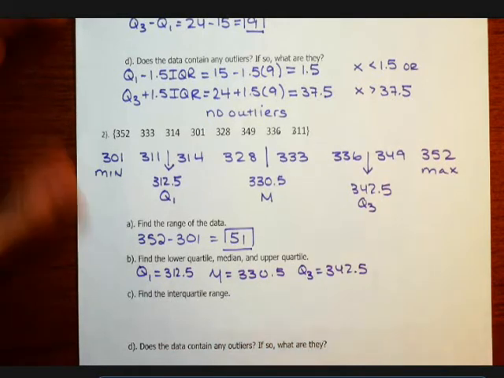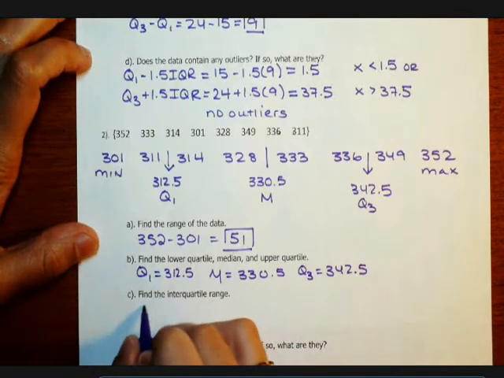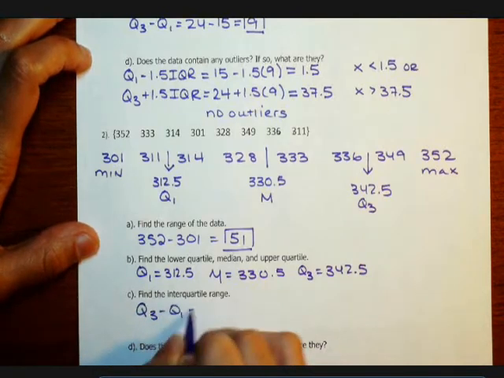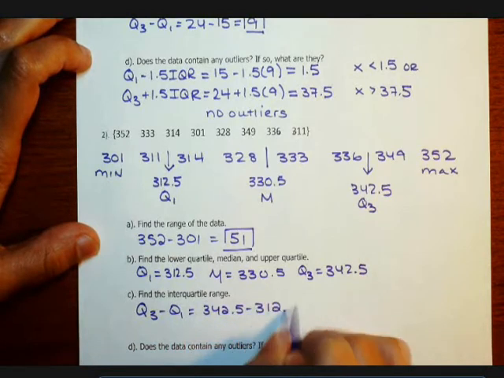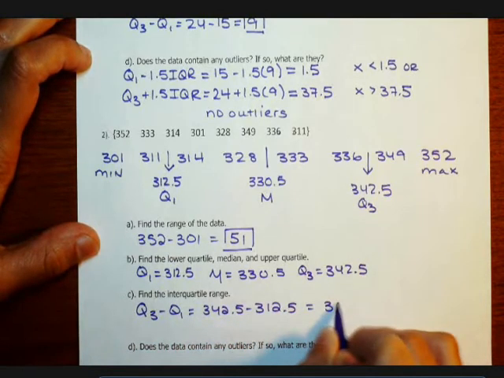We know that our interquartile range is Q3 minus Q1, which we have 342.5 minus 312.5. The middle 50% of data is 30 units apart.